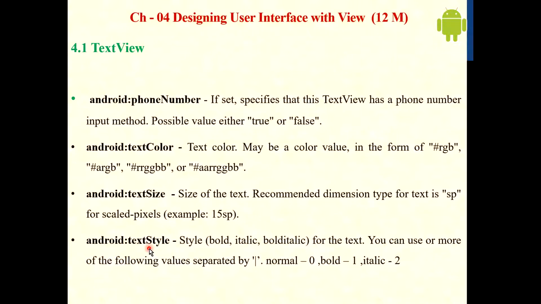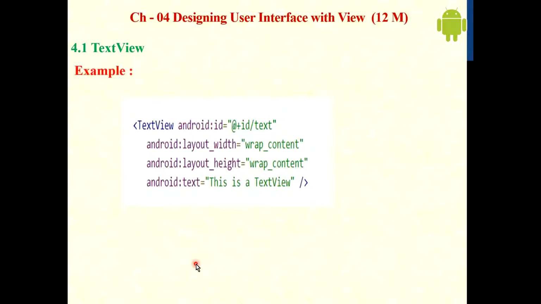Okay, so this attribute is used to set the style of the text, that is maybe bold, italic, or bold italic. You can use one or more of the following values separated by the or operator. Normal to display normal is 0, for bold 1, and for italic 2. So these are the various attributes of text view.